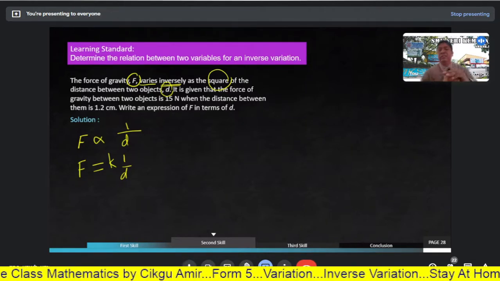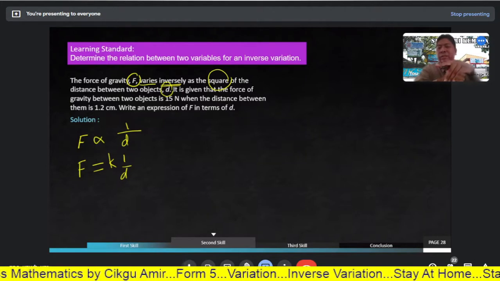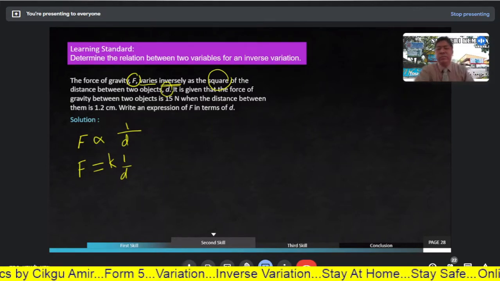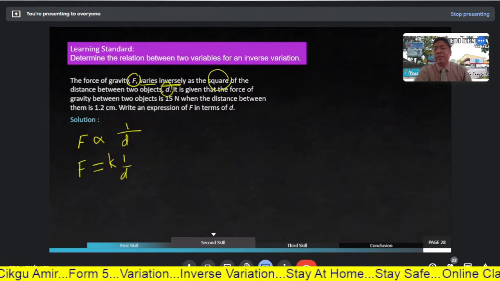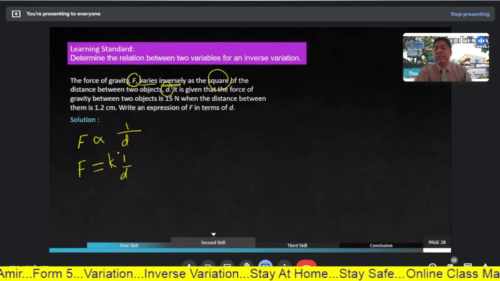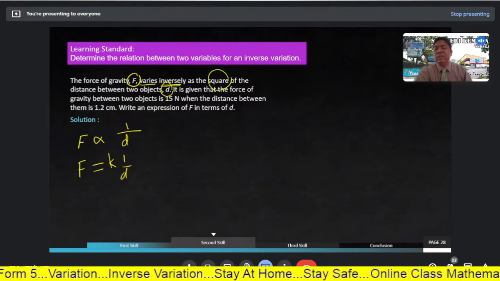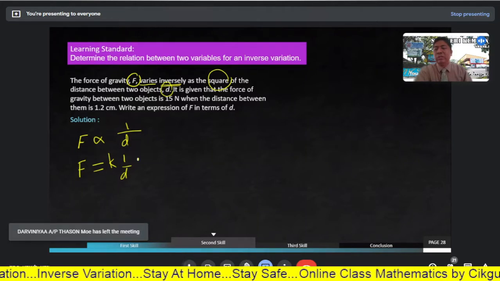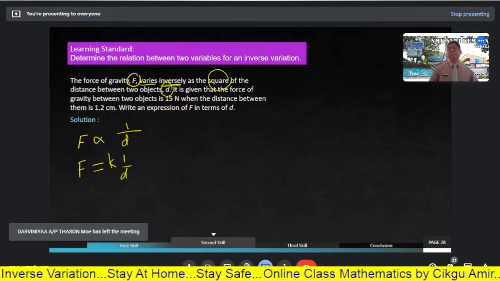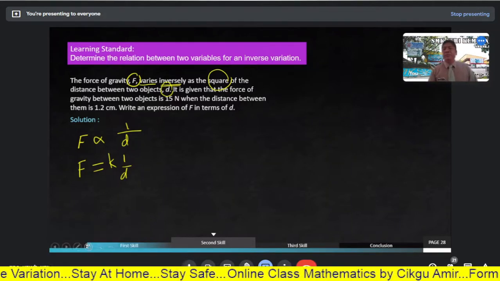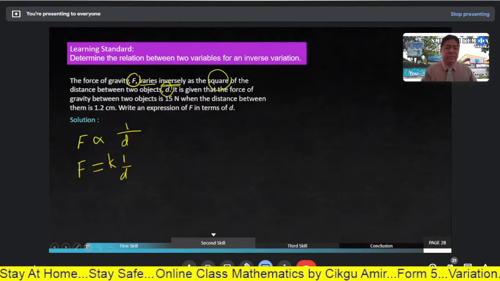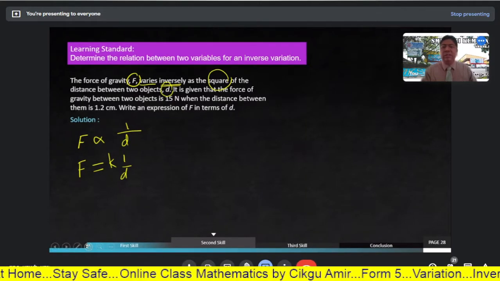This is the first step. The first two steps you must do: the first one, write in variation relation. Then the second one, turn to equation form, change to equation form. Any question?